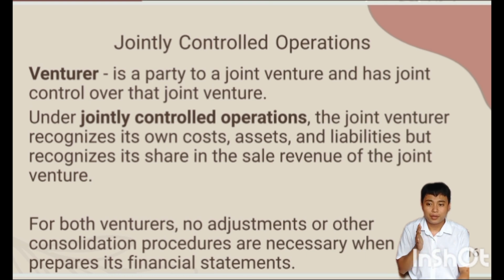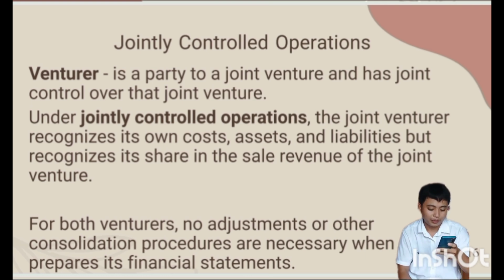Pero if makasale si entity A og 20 million, mag-split sila. 10 million i-record ni entity A, 10 million i-record ni entity B. Same sad sa kung unsay ma-profit ni entity B. If naka-profit siya og maybe 30 million, 15 million ra ang i-record sa iyang kagalingon and 15 million kang entity A. So basically ang expenses nila ilaha to, pero kung naka-profit sila magtunga sila. So mao na siya ang jointly controlled operation.